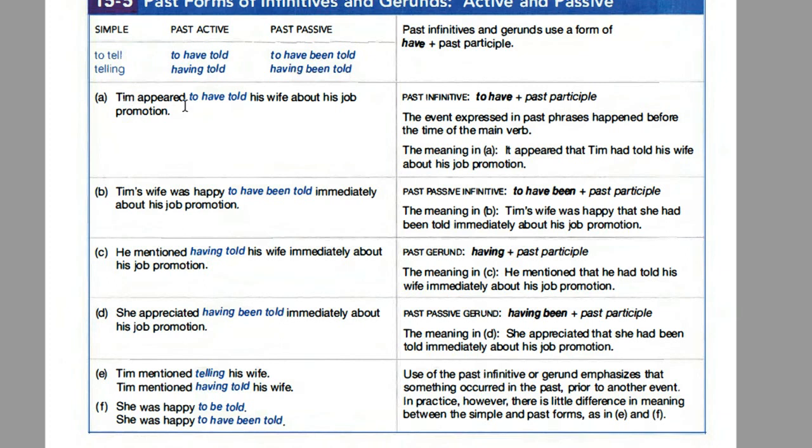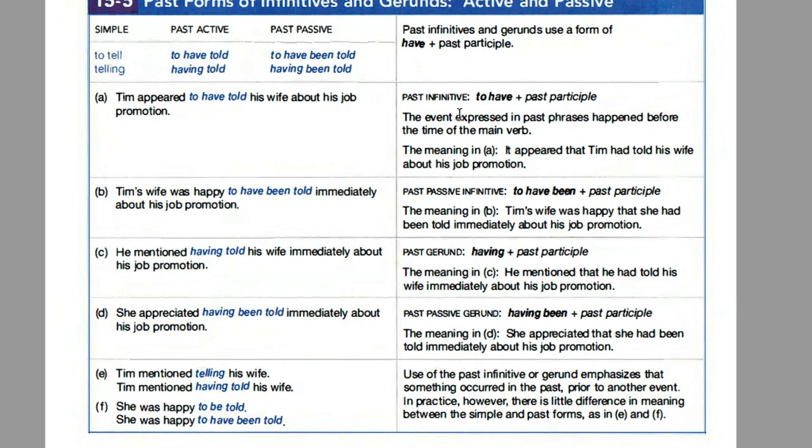Tim appeared to have told his wife about his job promotion. So, Tim appeared to have told. Usually we are not really aware of that structure, or we don't really use this structure because it's almost strange or odd for many students. They couldn't remember to follow appeared with to. Tim appeared to have told his wife about his job promotion.